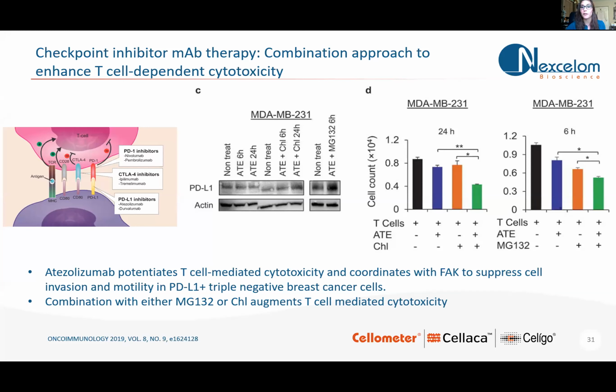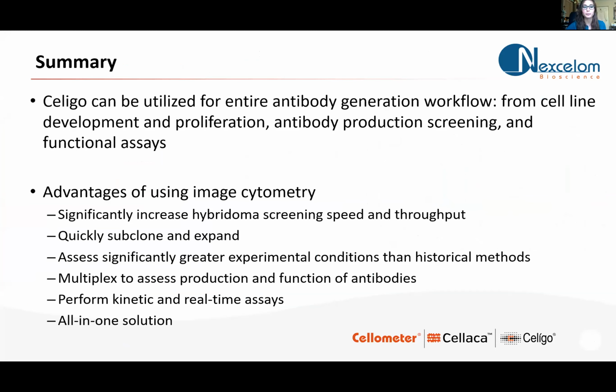And you can see in the figures there that utilizing combinatorial therapy actually augmented the ability of the monoclonal antibody therapy to elicit cell killing. Again, this is just utilized in a kinetic manner by screening these cells over time on the Celigo.